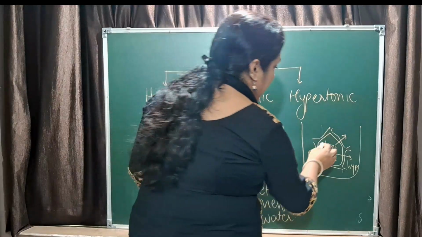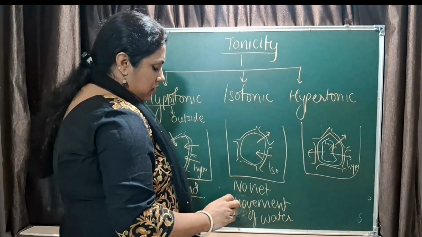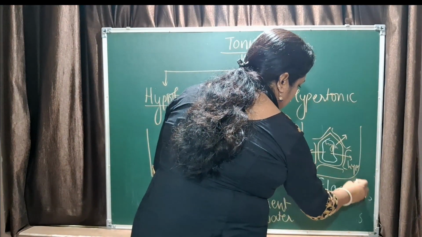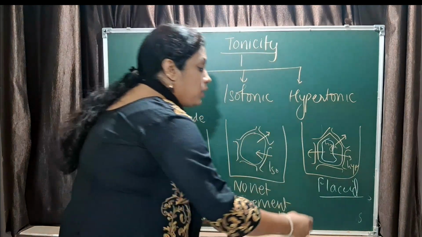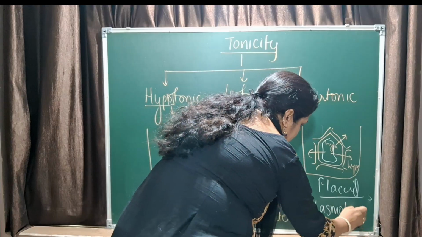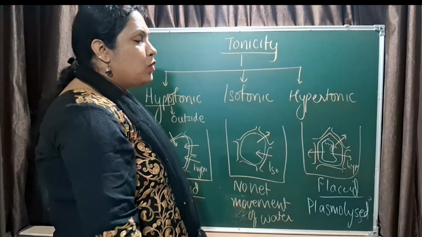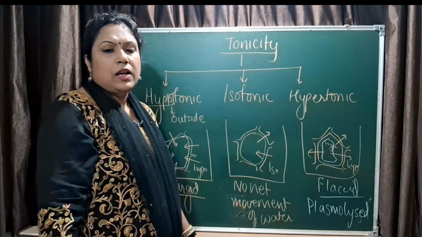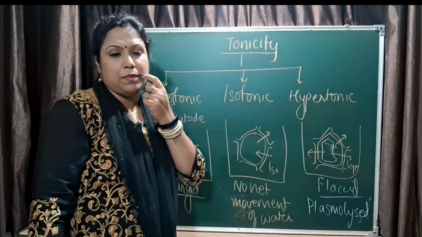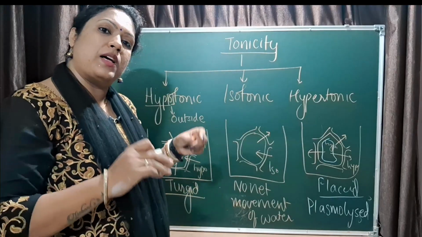So what will happen? The plasma membrane will shrink, and this condition will make the cell flaccid. We do not use the term flaccid. A better term to use is plasmolysed. We don't use the flaccid term for the plant cell. The entire plant can become flaccid, but when it comes to a cell, we generally use the plasmolysed state or the plasmolysed cell.